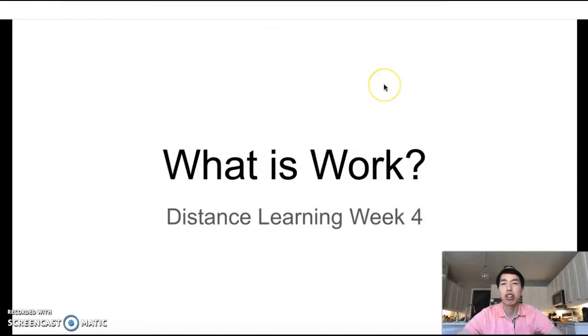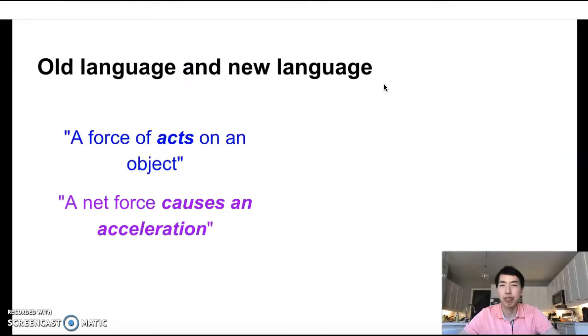All right, so the topic for this week is work. Work, it's a common word used every day. It's got a lot of different meanings, but in physics, it has a very specific meaning, and my goal for this week is to try to teach you what that specific physics meaning of the word work is.